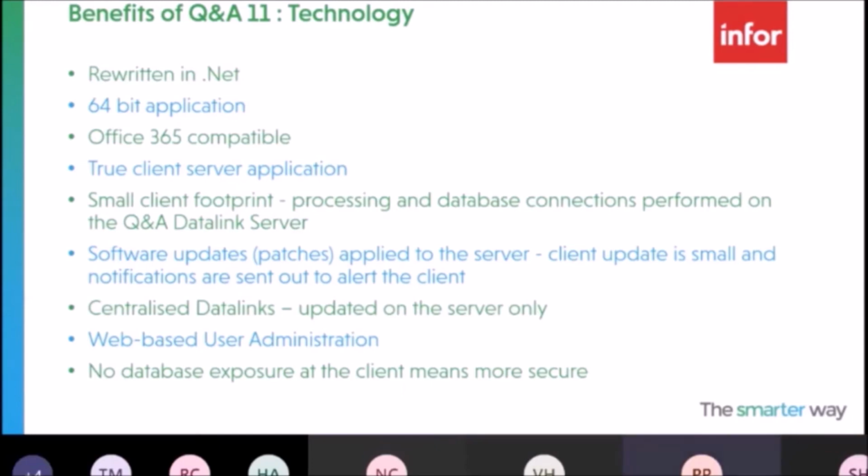Data links that connect Q&A to Sun Systems or other applications are held on the server. So that means they're only updated on the server. Whereas previously, let's say you needed to update a data link in a scenario where you've got 50 users, you would have to go to each of the 50 users and update the data link or manage that process separately, but each of the 50 would need to be updated. Now there's just one update for the data link, so that's a big saving.